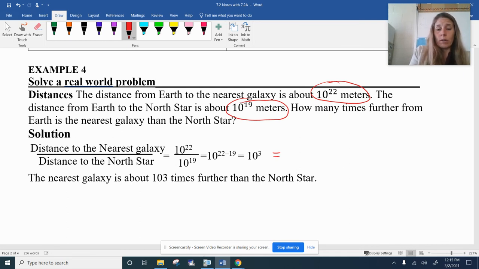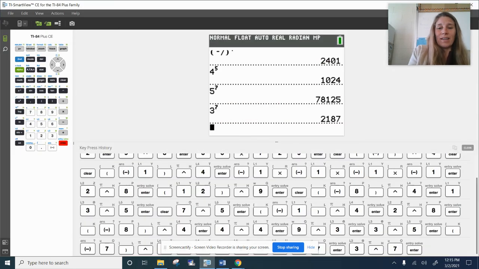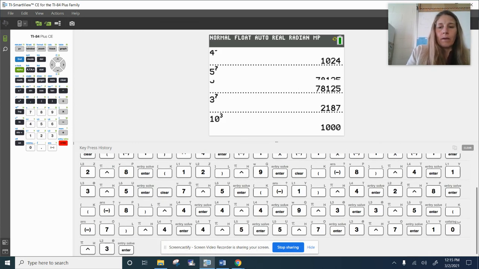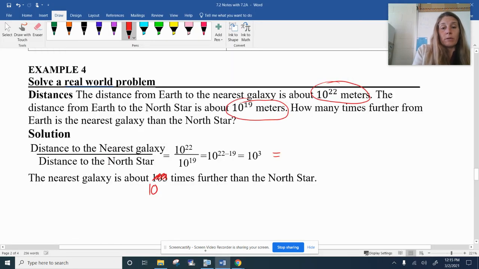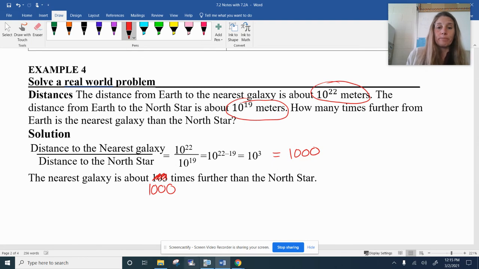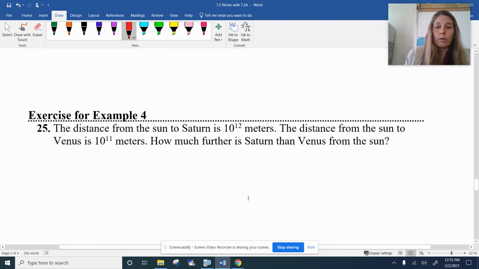I think, hold on a minute, that's not right. It should say 1,000 times further. Okay. All right, so one more example there.